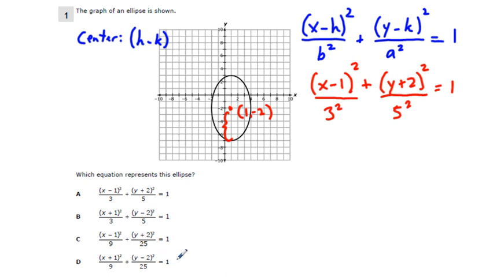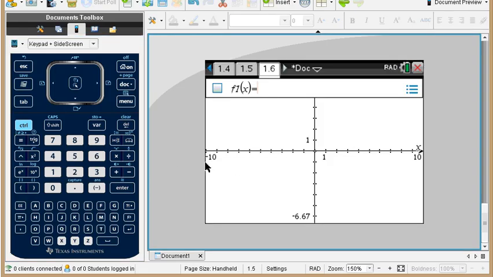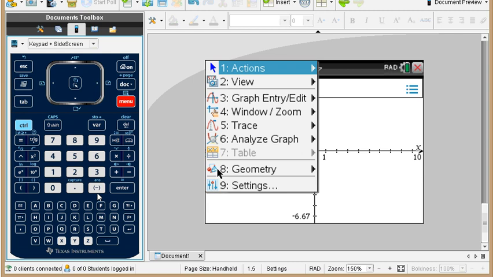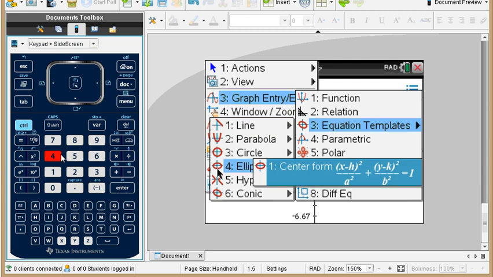Looks like D is our correct answer here. Okay, wait a second, x minus 1, oops. No, not D, rather C. So that'll be our correct answer. And just to be certain, we can put that in our graphing calculator. And to do that, we get a graph page, and we go to Menu, Graph Entry Edit, Equation Templates, and Ellipse.